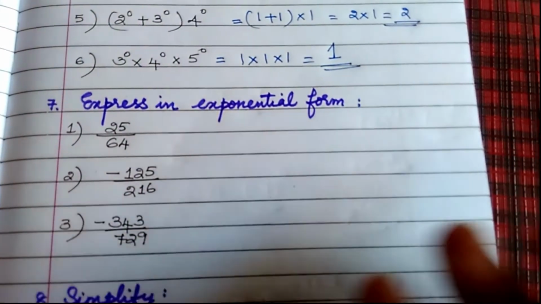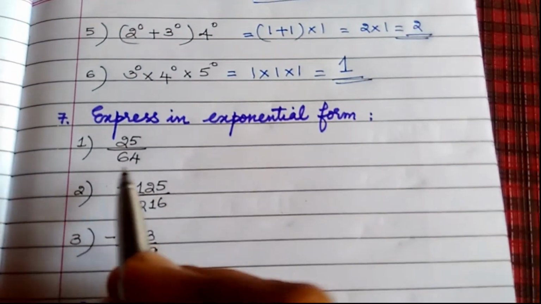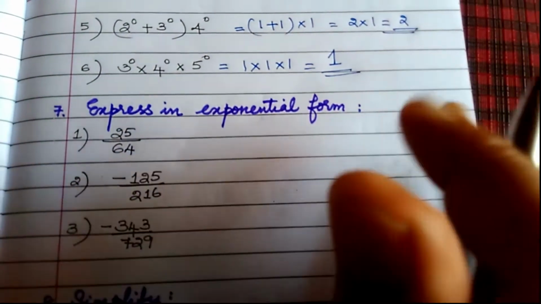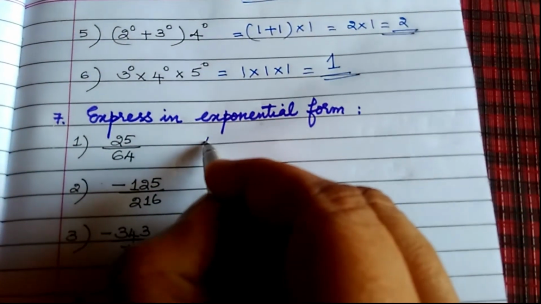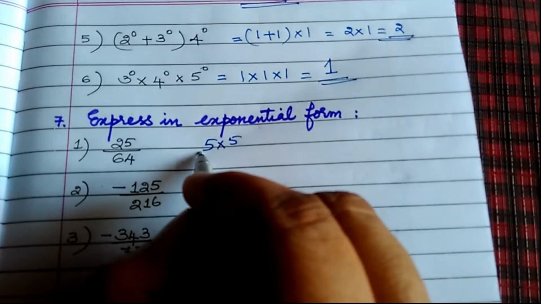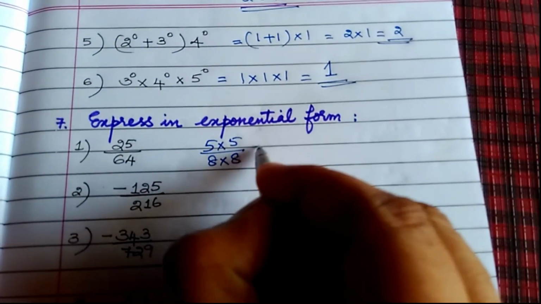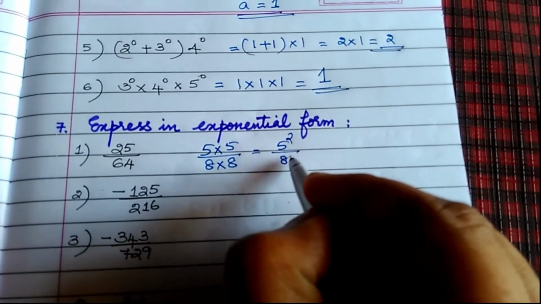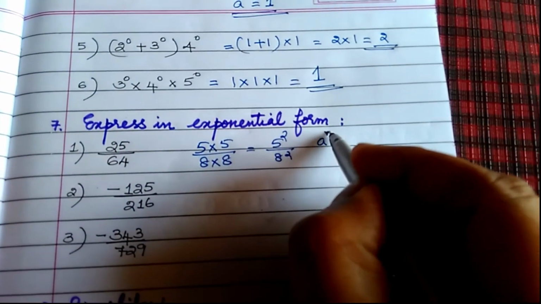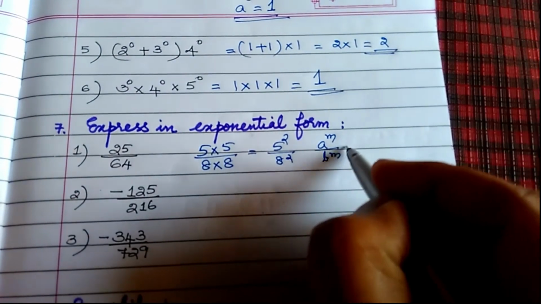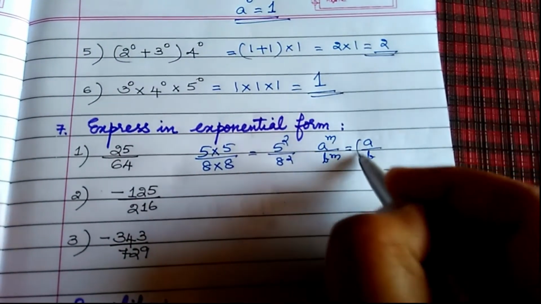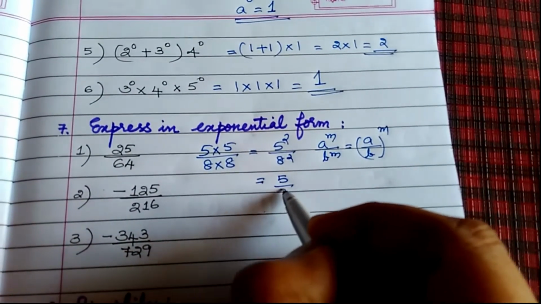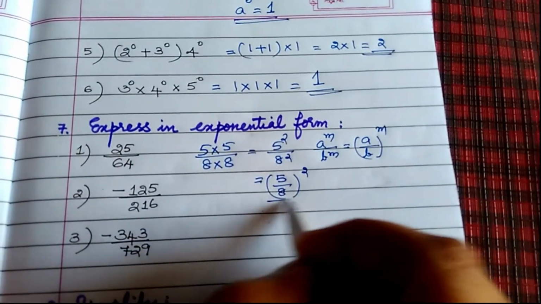Now the question 7. Express in exponential form. Here it is given as 25 upon 64. So here it is 5 into 5 upon 8 into 8. That is equal to 5 square upon 8 square. So a raised to m upon b raised to m can be written as a by b to the power m. So this can be written as 5 by 8 whole square.